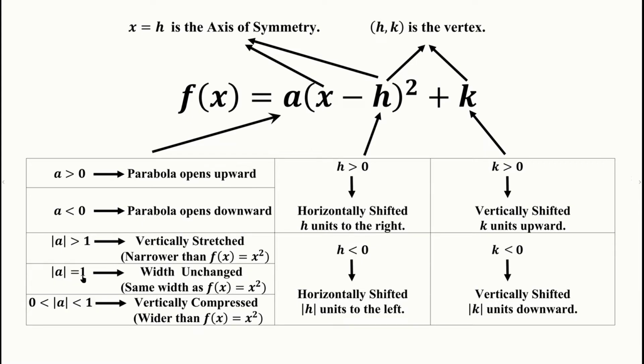If the absolute value of a is 1, then it's going to be the same width as the graph of f of x equals x squared, just shifted around according to h and k. And when the absolute value of a is a fraction between 0 and 1, then it's going to be vertically compressed, which means horizontally stretched. So it's going to be wider than y equals x squared or f of x equals x squared. So you can see how much information is contained in this vertex form of a quadratic function.